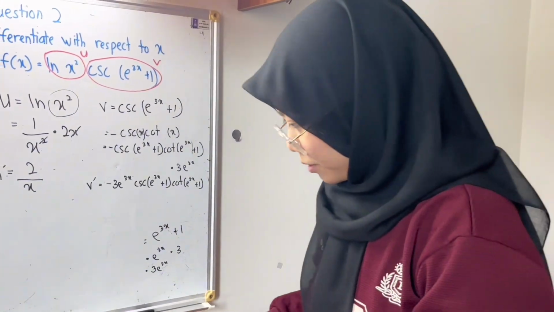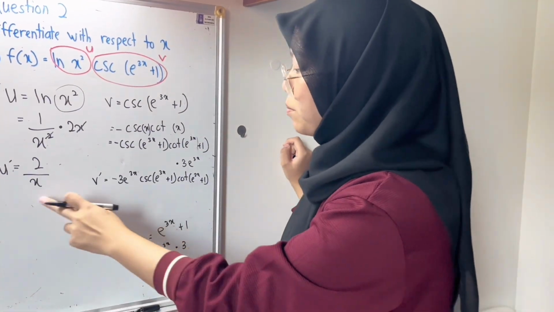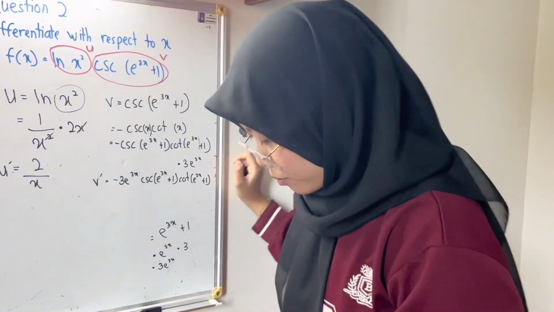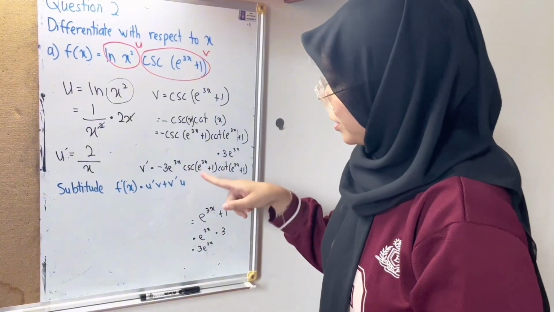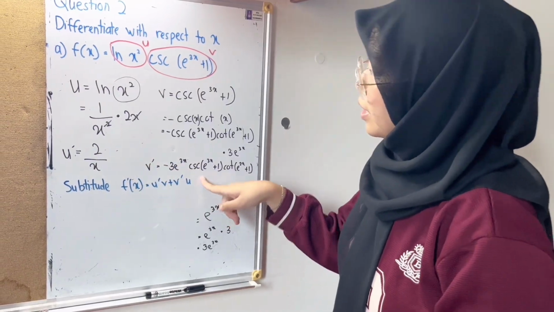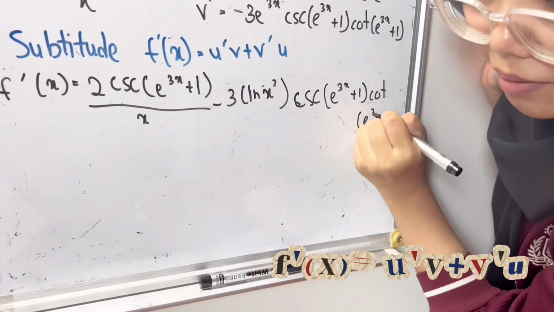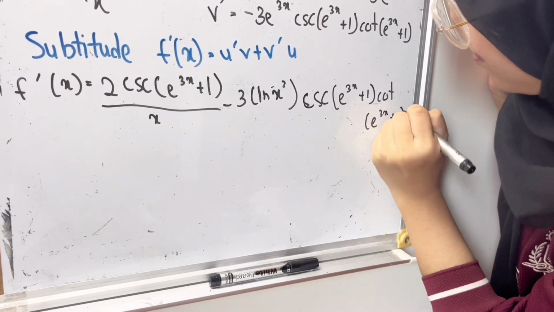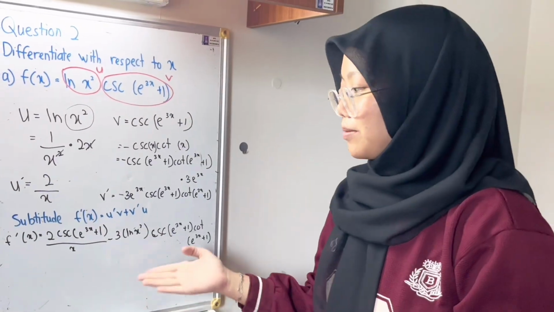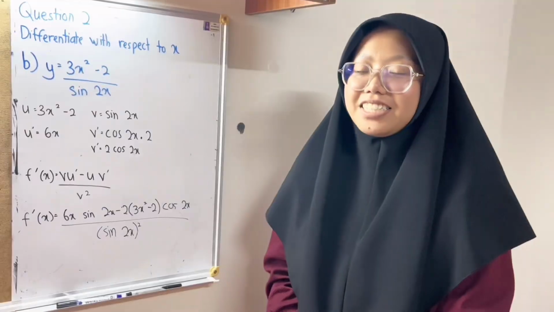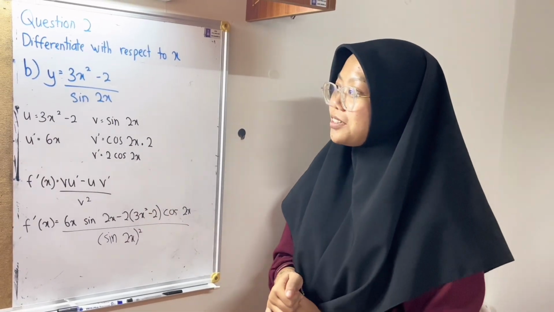Okay, now we need to substitute U prime and V prime into the product rule formula. So this is the answer for the first part of question 2. This is the second part of question 2.